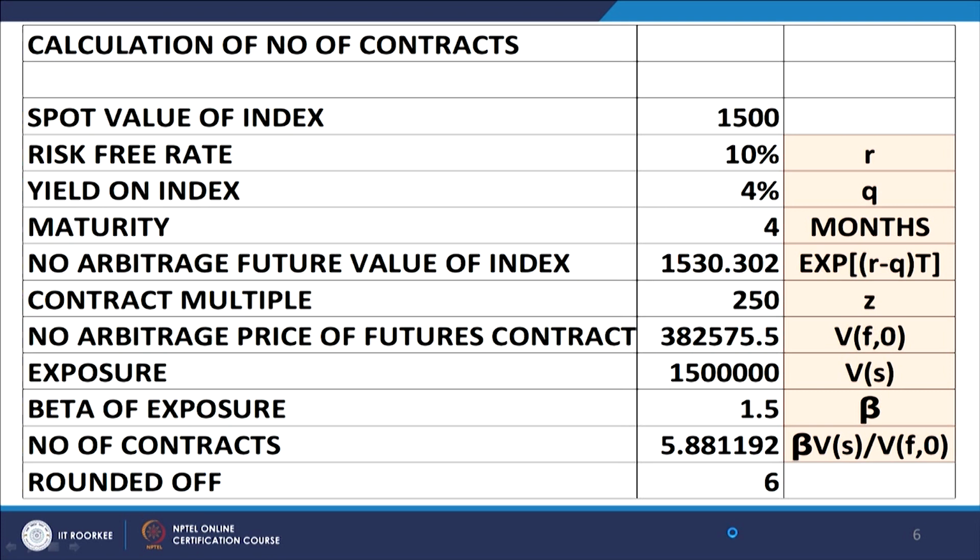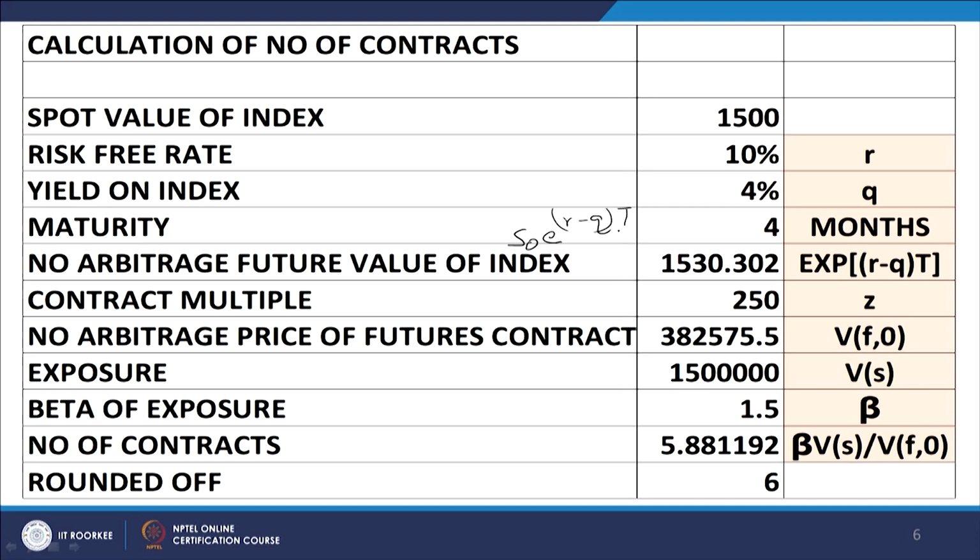Spot value of the index is 1500, risk free rate is 10%, yield on the index is 4%, maturity is 4 months. For the futures contract, hedge period is 3 months, remember that. No arbitrage futures price of the index is given by S0 e to the power (r minus q) into t. S0 is 1500, r is 10%, q is 4% and t is 4 months.